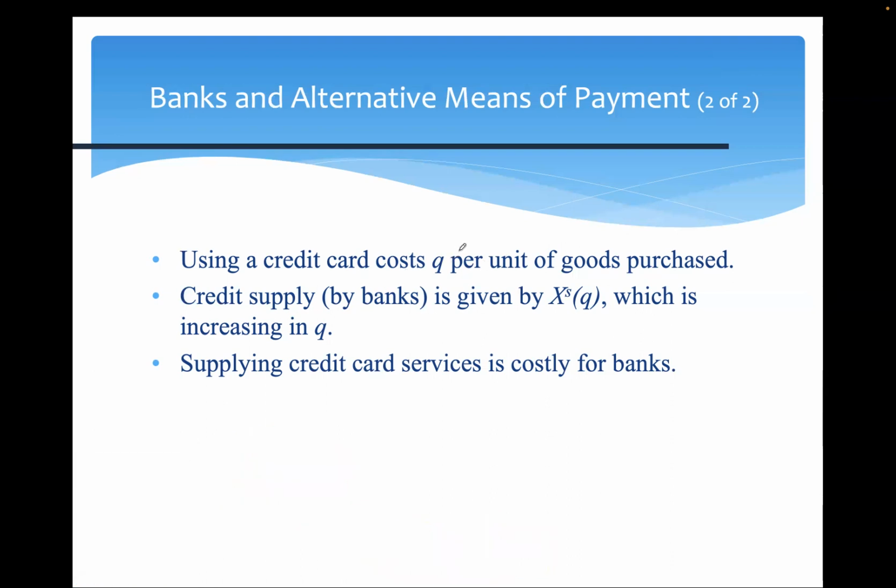Let's use Q to denote the cost per unit of goods when you purchase with a credit card. Essentially, this is like a transaction cost, or administrative cost. The credit supplied by the bank, we usually say, is going to increase in Q. In other words, if the per-unit cost increases, then the supply is going to increase. Why? Because supplying credit card service is costly, so the more you supply, the more costly it becomes.